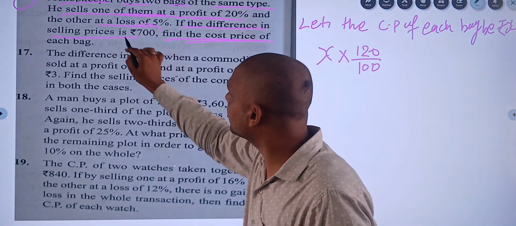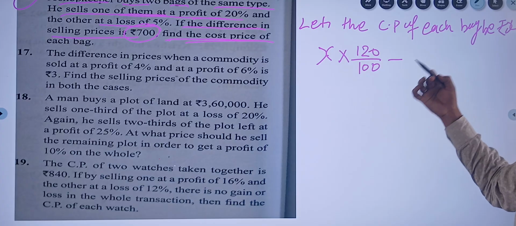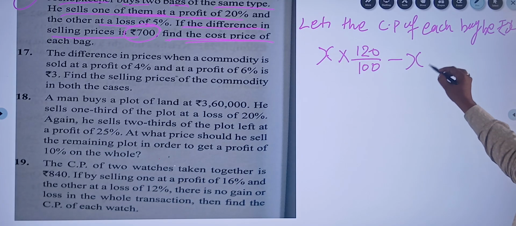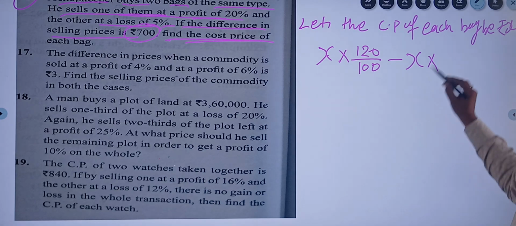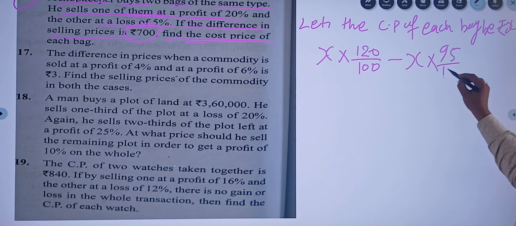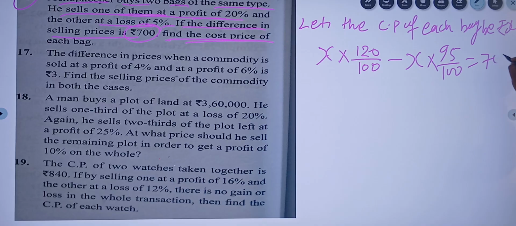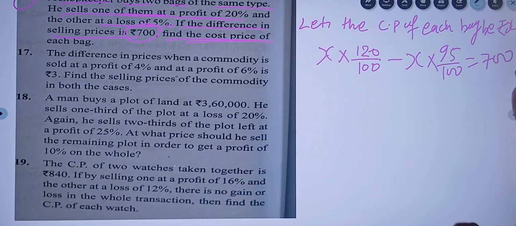Here the difference is given, 700, so we will write minus the selling price of the second bag. So cost price into, there is a loss, so 100 minus loss, 100 minus 5, it will come 95, upon 100 is equal to what? 700. It is already given in the question. Now we will calculate it.